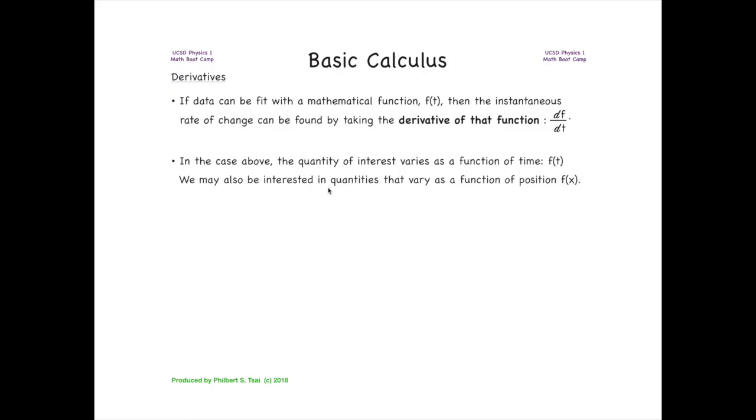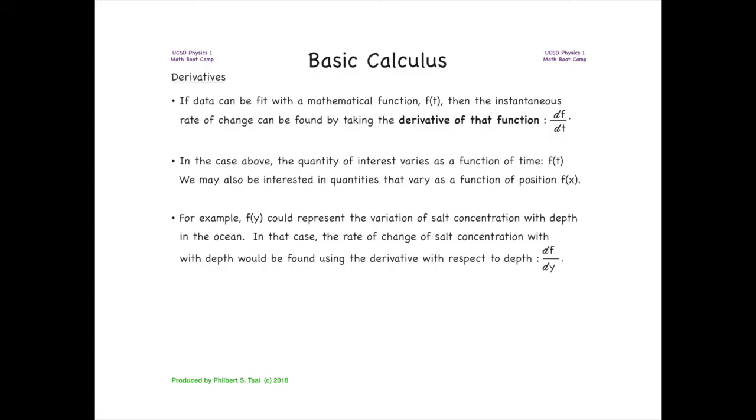But we may also be interested in quantities that vary as a function of position, which would be written as f of x. For example, f of y could represent the variation of the salt concentration in seawater as a function of depth in the ocean. In that case, the rate of change of salt concentration with depth would be found by taking the derivative of that function with respect to y.